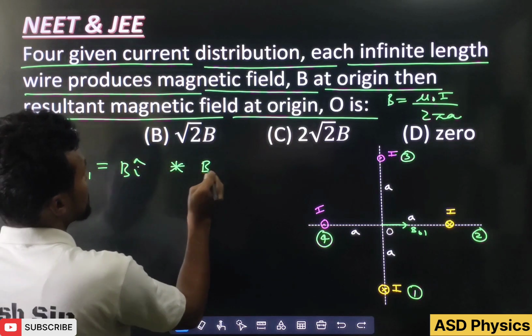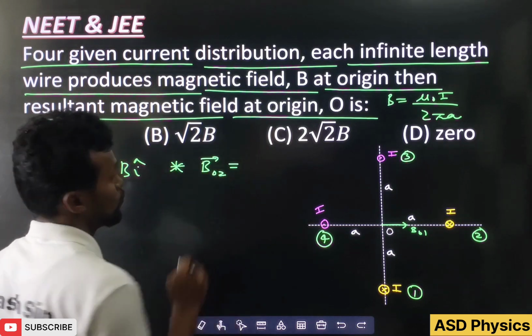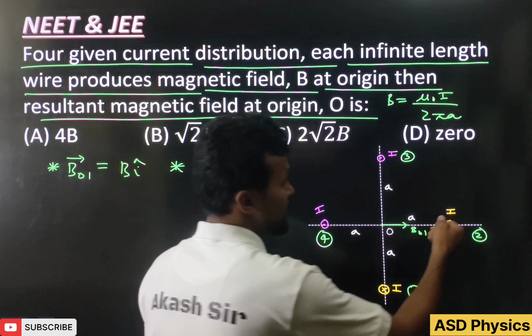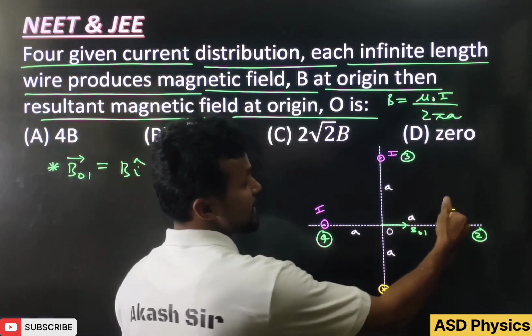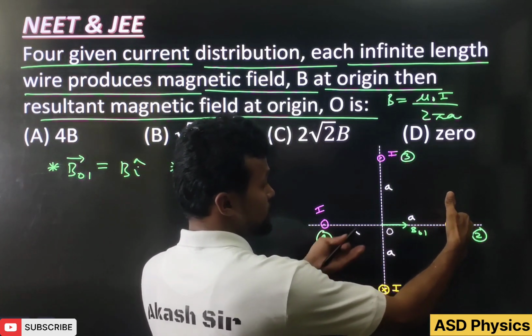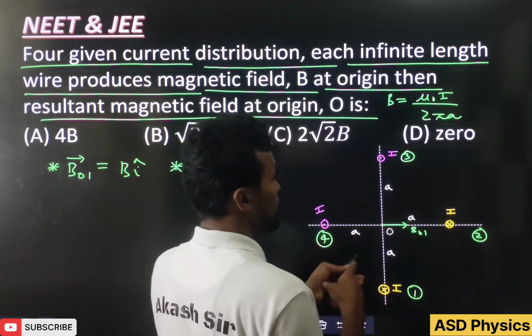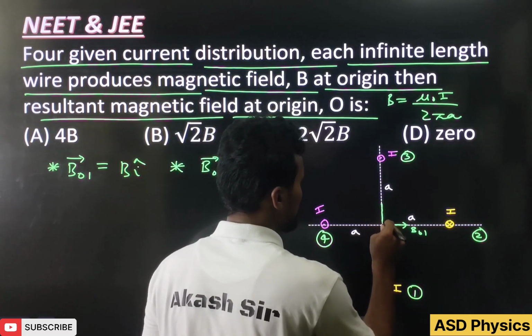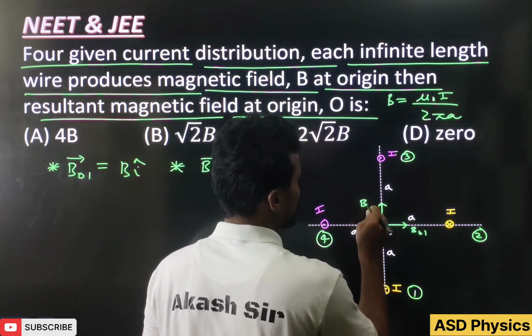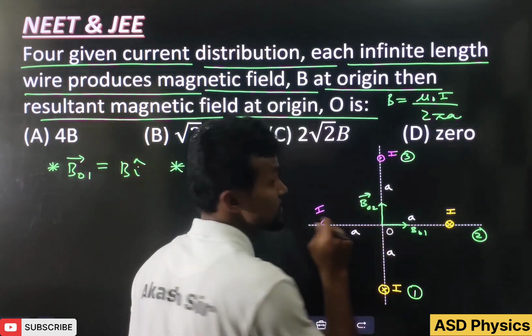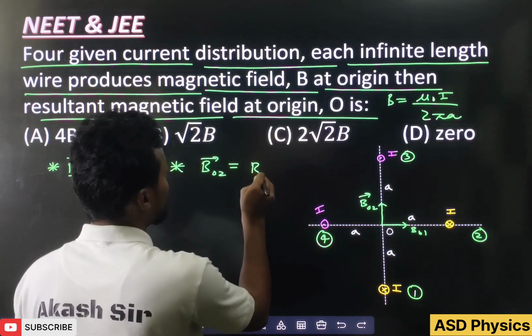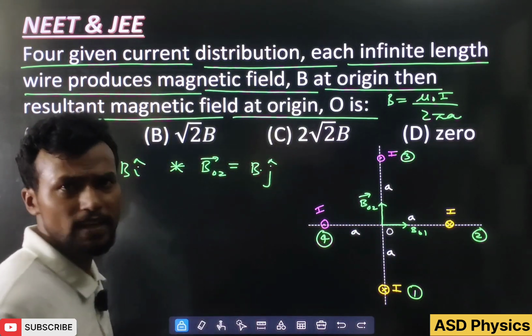Now after that, if I write for wire 2, B naught 2: here again you see the current is inside, the observation point is O, and the thumb is going upward. That means due to wire 2, this is B naught 2, and upward means along the y axis, so J cap unit vector.